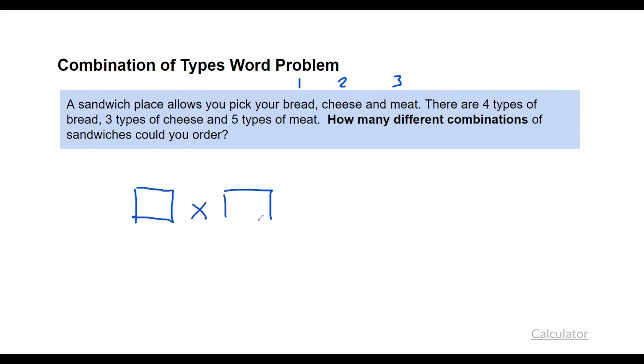If you want to be extra careful with a problem like this, you might do this and then say, okay, how many of that first thing? There are 4. How many of the second thing? There are 3. And how many of the third thing? There's 5. That makes sure you don't miss something. We multiply 4 times 3 times 5, and hopefully you're following along with me. And the answer to that question is 60. There are 60 different combinations.